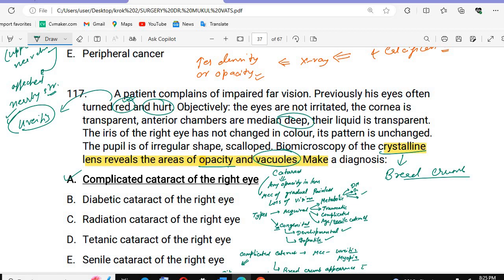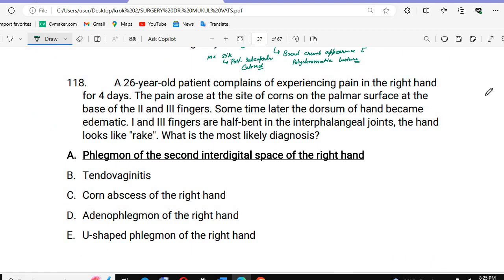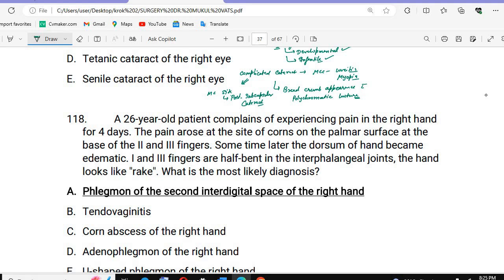Radiation cataract, there is nothing about radiation. Tetanic cataract, nothing like that either. Senile cataracts we already discussed. In the senile cataract they will give you some history about the patient's age and all. After that, now this question is simple.